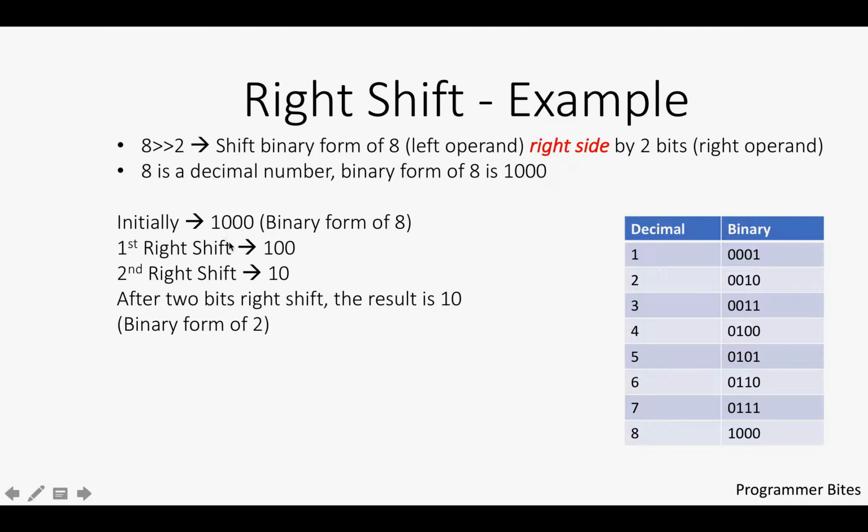After the first right shift, the rightmost digit will be moved out, so it will be 100. After the second right shift, the rightmost digit 0 will be moved out, so it will be 10. After 2 bits right shift, the result is 10, which is the binary form of 2.